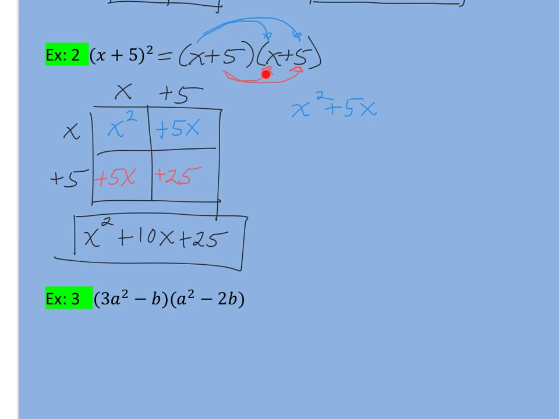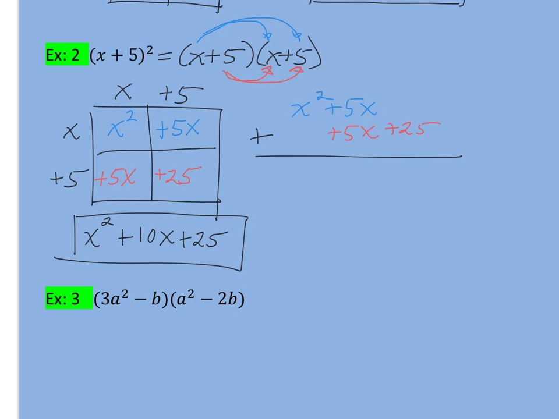So you get 5 times x, and here's where I like that double distribution better. You get a 5x, and you want to put it underneath its like term this way. And then 5 times 5 is 25. And then you can just add the columns down.